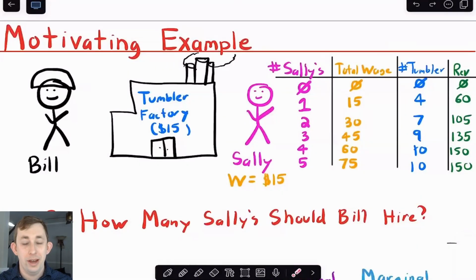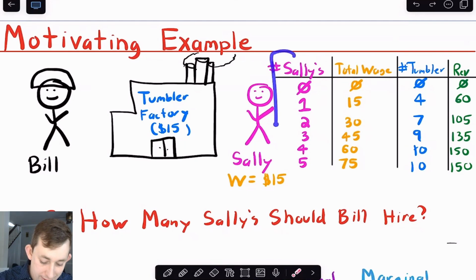So here's the motivating example, and once again this motivating example is going to involve Bill. We're going to say that Bill has a tumbler factory. He can make those tumblers you put drinks in with the fancy straws that go through the lid. Bill can charge $15 a tumbler, and he's trying to figure out how many workers to hire. Just for fun, we're going to call each worker Sally. So he's trying to figure out how many Sallys to hire.